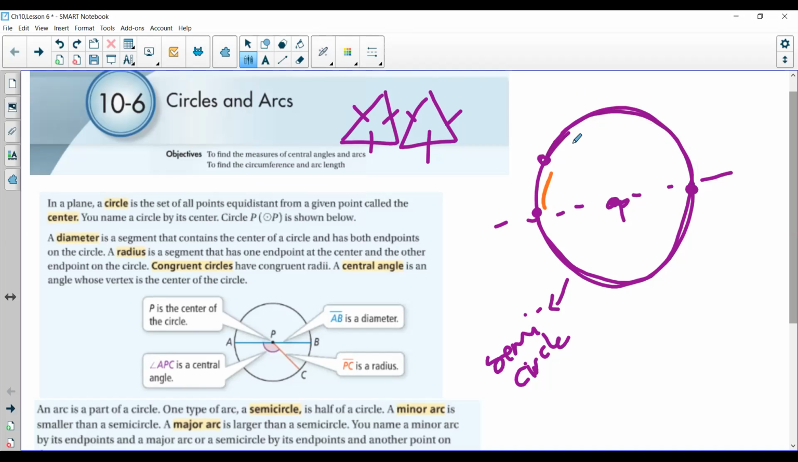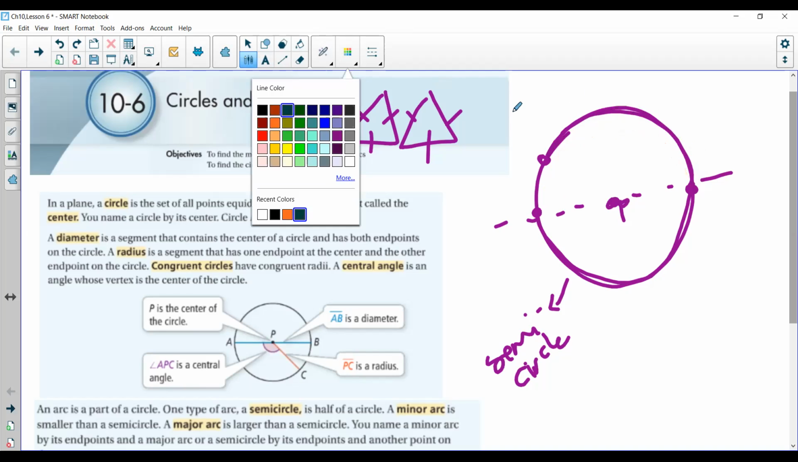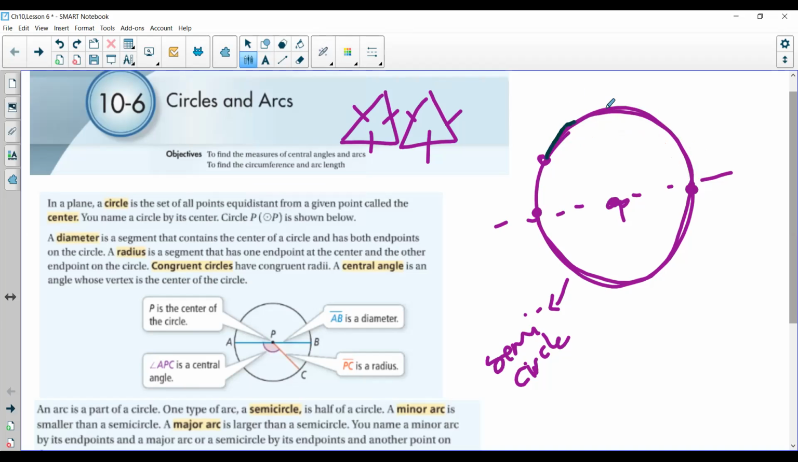Here, this is the semicircle. As I told you, it cuts the circle into 2 equal halves. Now, the arc. The minor arc starts from this point and ends at this point, and it is less than the semicircle. We call this the minor arc. It's smaller than the semicircle.